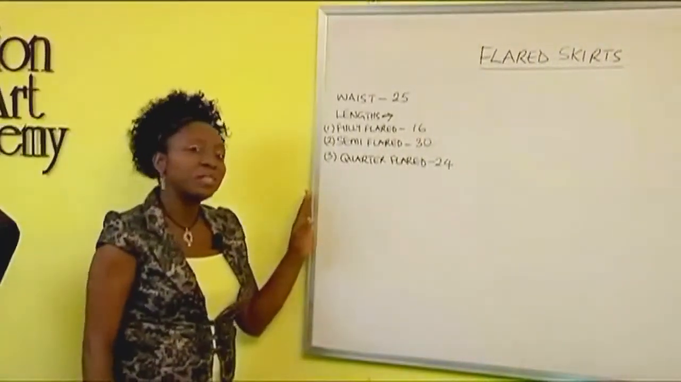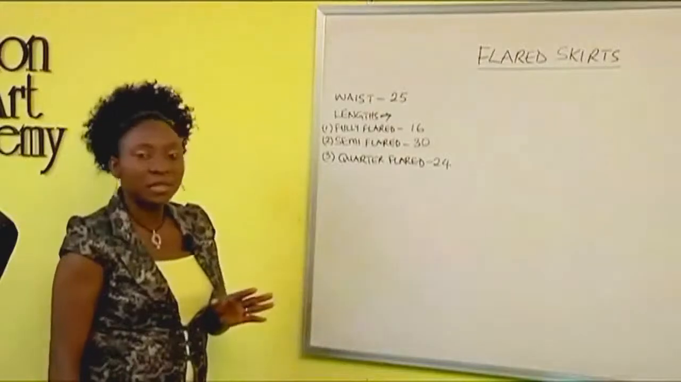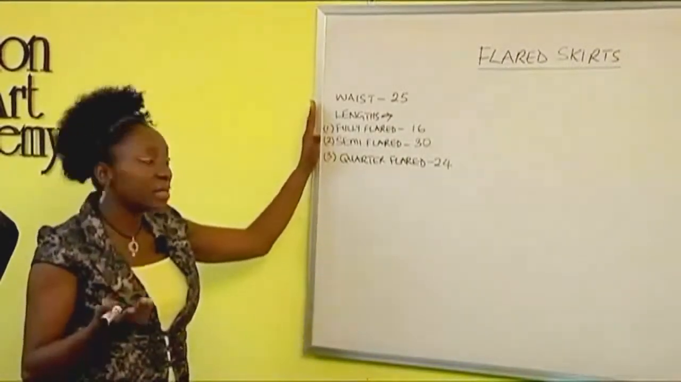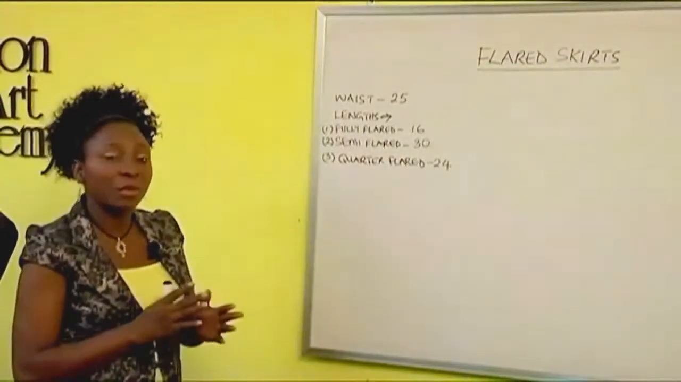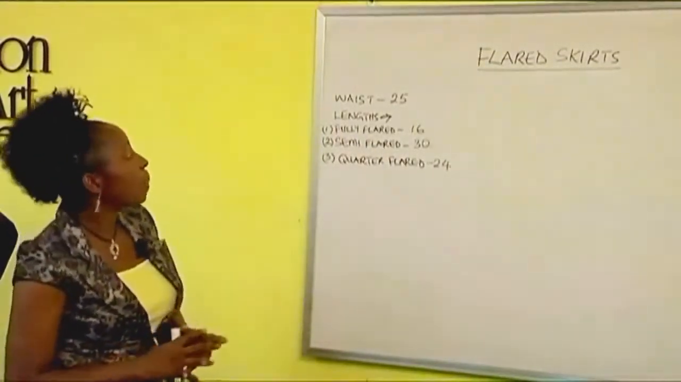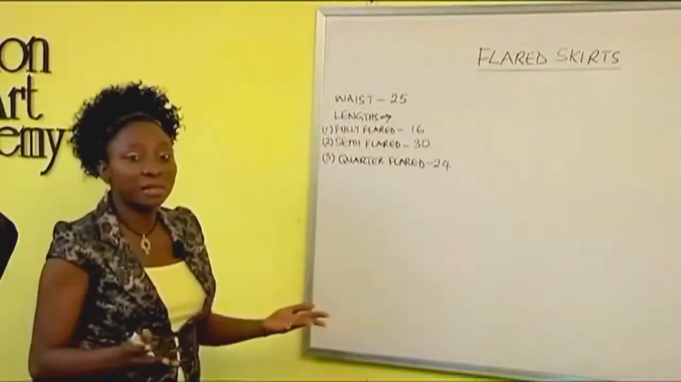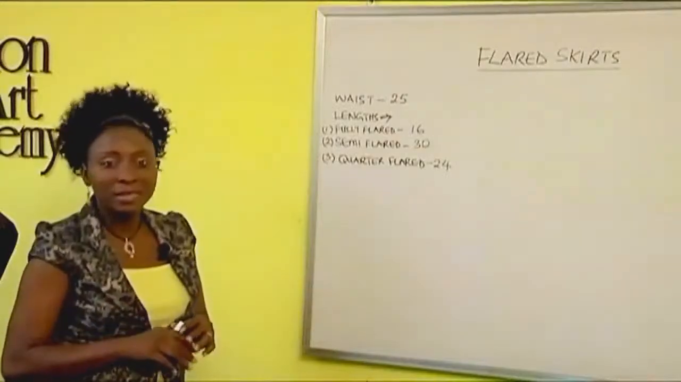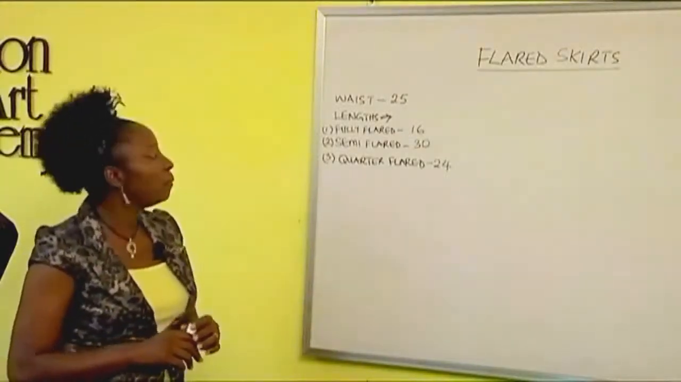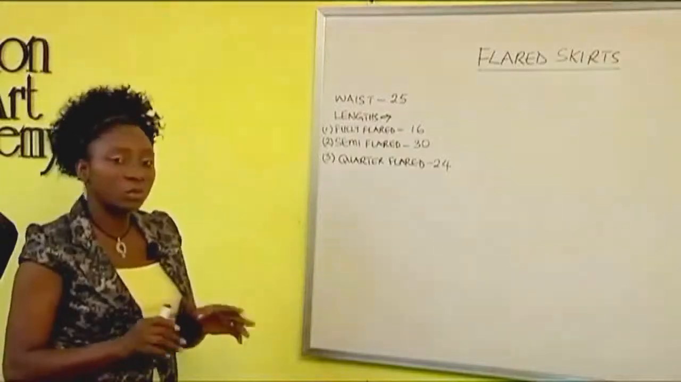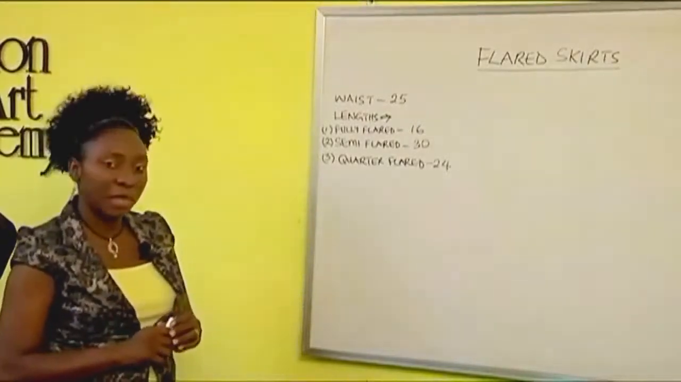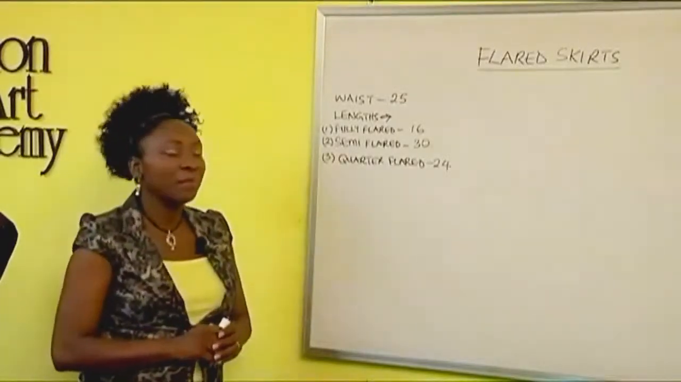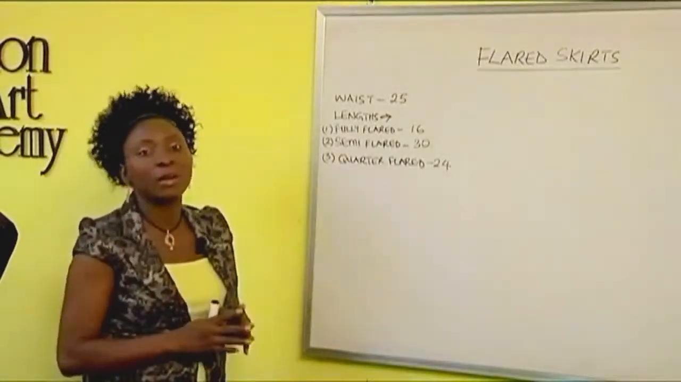These are the measurements we're going to use to make our skirts. Now we have the waist, which is a known measurement. Our waist is 25 inches. That's what we're going to be using to make the skirt. Now we have 3 different lengths here to practice with. We have our fully flared length here. We're going to use a mini length, which is 16 inches. Then we have the semi-flared length. That's going to be quite long. We're going to use 30 inches for that. Then we also have the quarter flared that we're going to use as 24 inches. Now we have this varied length so that you can play around with it.